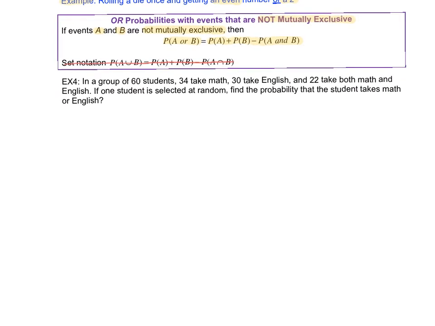Example 4, we have a group of 60 students. Let's say 34 take math, 30 take English, and we also have 22 students that take both math and English. So if one student is selected at random, find the probability. So it's a probability, and again, I'm doing my thick line. Find the probability that the student takes math or English. So this is an or probability. We're looking at the probability that if we pick a student, they're taking math or English.